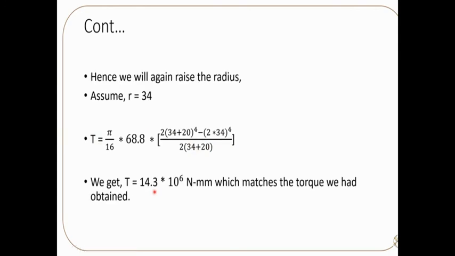Next we assume the radius 34, small radius r is equal to 34. That will be applied to the above equation. What will we get? Pi by 16, 68.8, (2 into 34, that is the small radius, plus 20) whole raised to 4 minus (2 into 34) whole raised to 4, divided by 2 into 34 plus 20. So the torque value is 14.3 into 10 power 6 Newton millimeter. That matches the torque. So the radius r equal to 34 is correct.